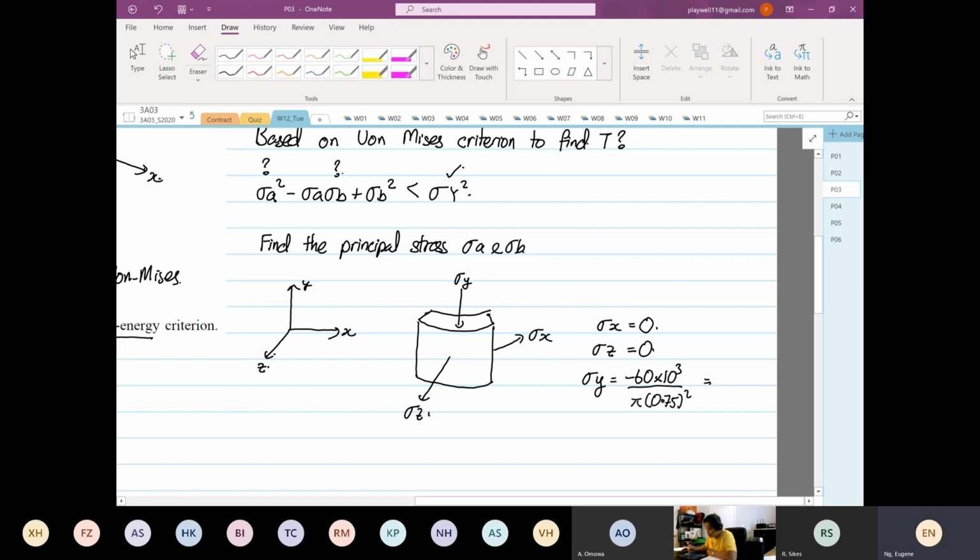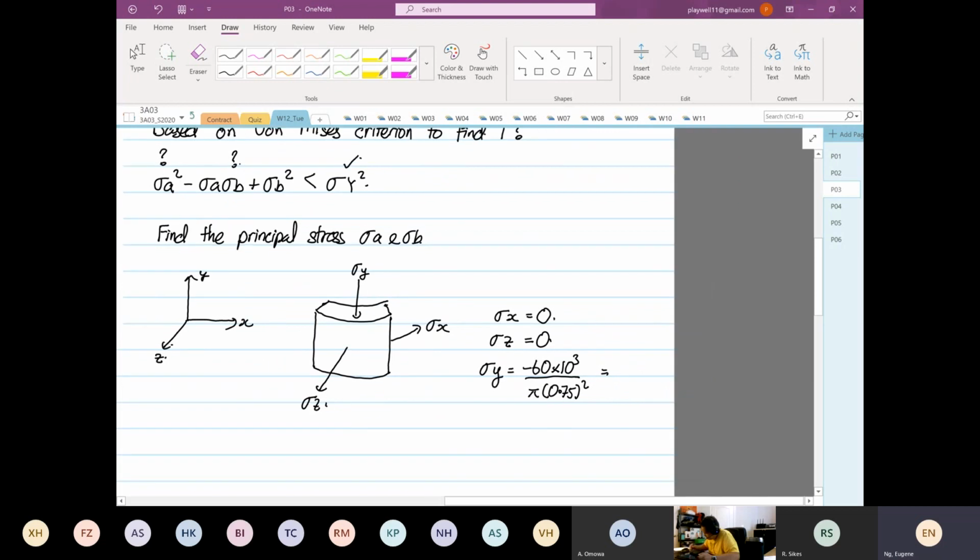All right. So stress Y in the Y direction will be 60 power 3 divided by pi divided by 175 squared. So it's equal to 33.953 times 10 to the power 3 psi.